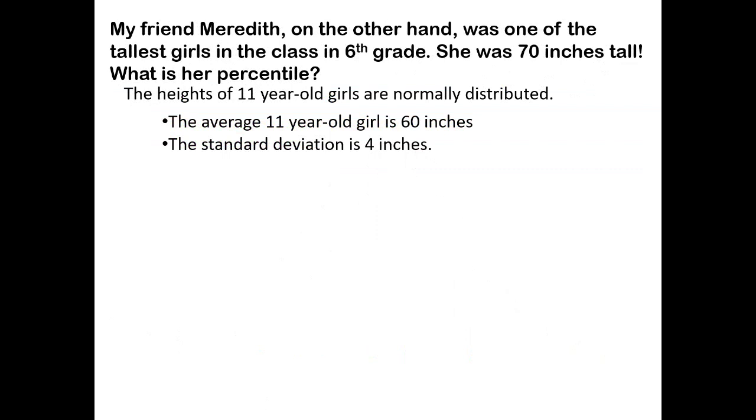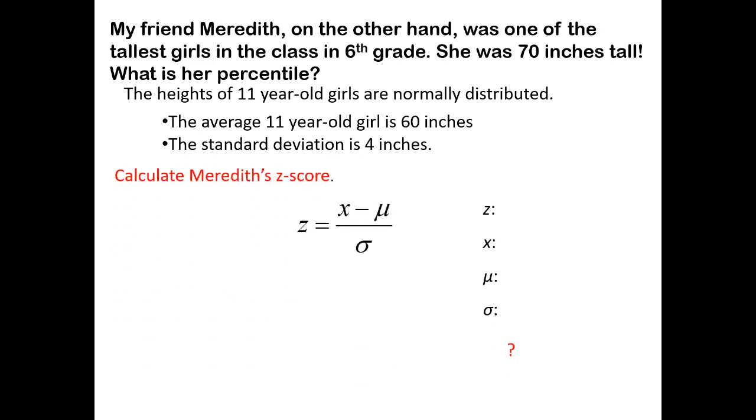On the other hand, I had my friend Meredith, and she was one of the tallest people in my 6th grade class. I think she was the tallest person in my 6th grade class, but definitely one of the tallest girls. She was the tallest girl. She was 70 inches tall. We want to know what was her percentile. So for 11-year-old girls, the average is 60 inches with a standard deviation of 4 inches. So calculate her z-score, and we find that it's 2.5.